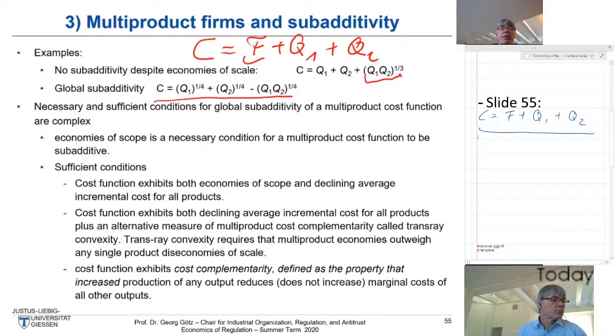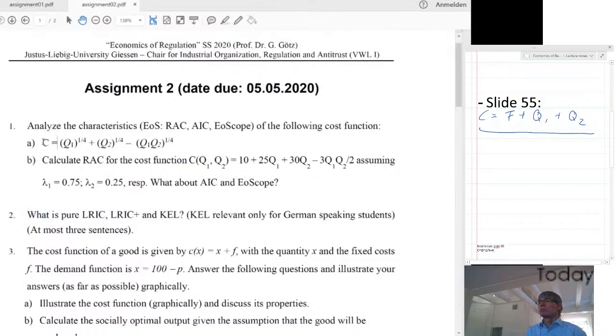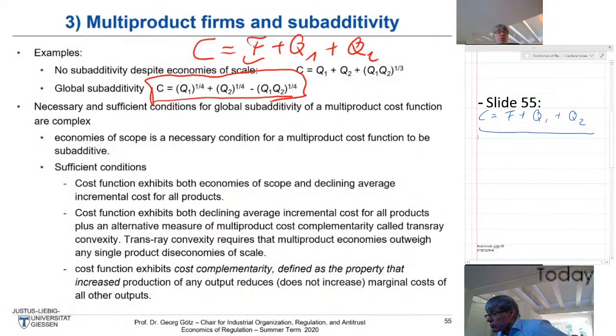The second example here, with the global sub-additivity, I think, as you see, is almost the same thing. What I ask you in the tutorial class is to look at economies of scale and economies of scope for this function, so you will be able to check whether you understood this concept. If there are problems, we will discuss that in detail next Tuesday in the tutorial class. It's actually the same, so I shouldn't discuss it too much, otherwise you don't have anything to do.